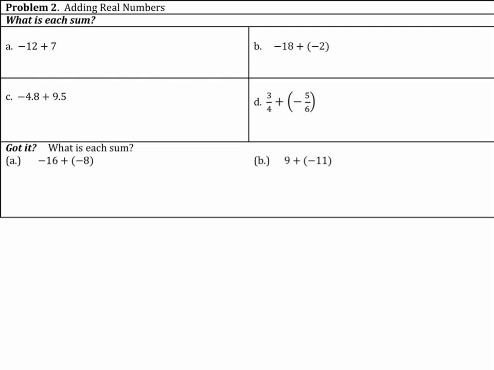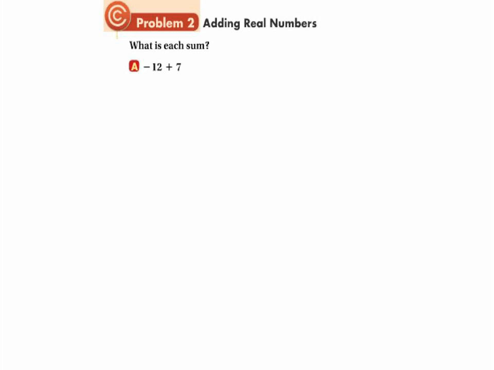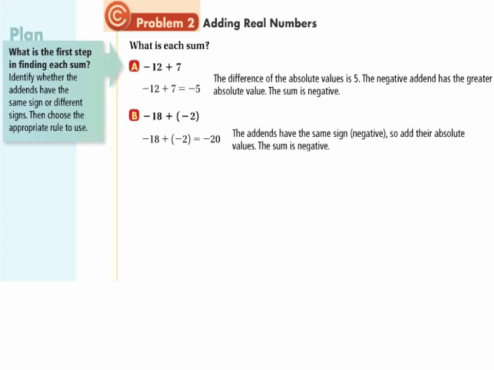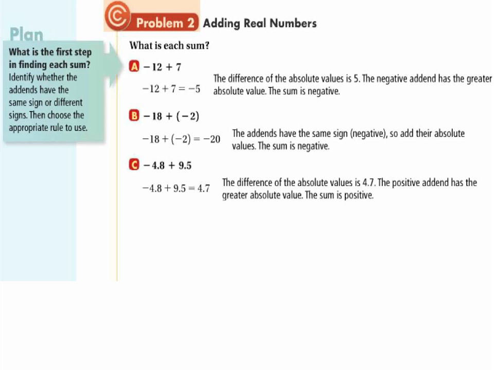Okay? When I go to add some real numbers, here's a little bit of practice. Negative 12 plus 7 would just be negative 5. They have different signs, so I would subtract them and put the sign of the bigger absolute value. Negative 18 plus negative 2, same sign, so add them together, take the sign you've got, negative 20. Negative 4 plus 8 plus 9.5, different signs, so I've got to subtract them and put the sign of the bigger.